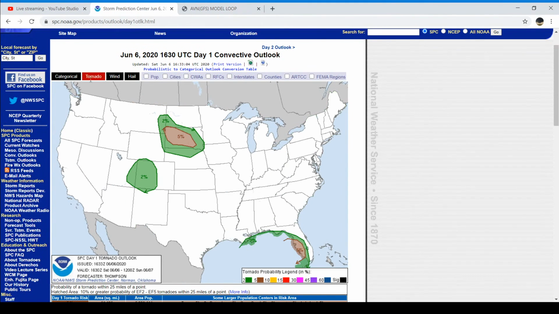As we can see, today's tornado chances are 5% in South Dakota, 2% surrounding it, and 2% in Colorado. And of course, anytime you have a tropical depression of some sort, there's always a slight chance of tornadoes occurring.